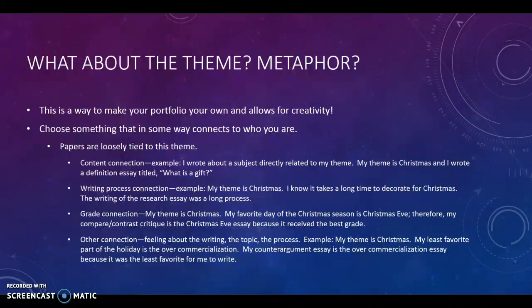I may have a grade connection. Again, my theme is Christmas. My favorite season or day of the Christmas season is Christmas Eve. And so I'm going to make a tie because my compare-contrast critique was the essay that I got an A on. And so my Christmas Eve paper is going to be my compare-contrast paper because it's my favorite part of the season and it was my highest grade.